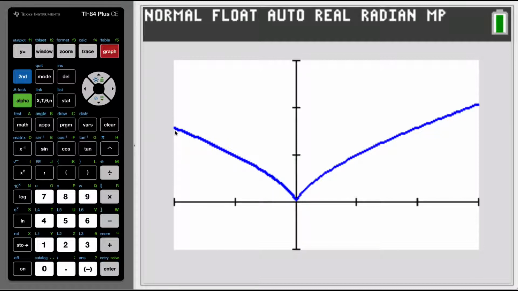Now that other end point at -2, we tested it. It wasn't the highest, it wasn't the lowest, so that one wasn't an extreme value. It wasn't a maximum, and it wasn't a minimum.